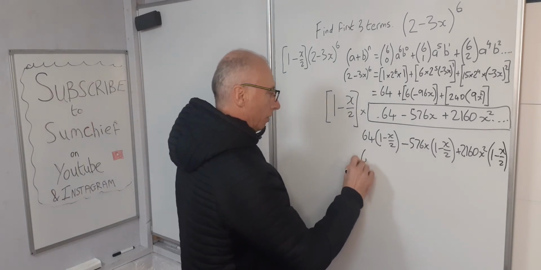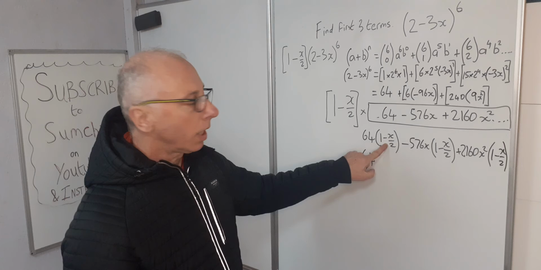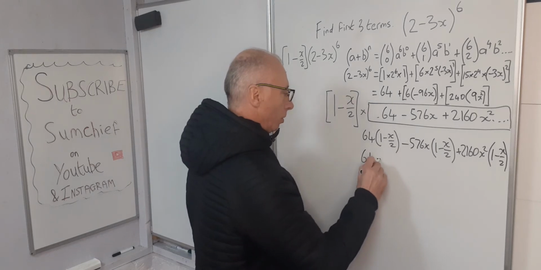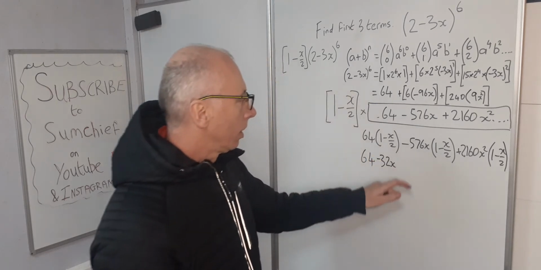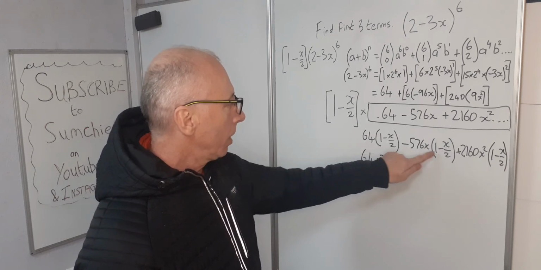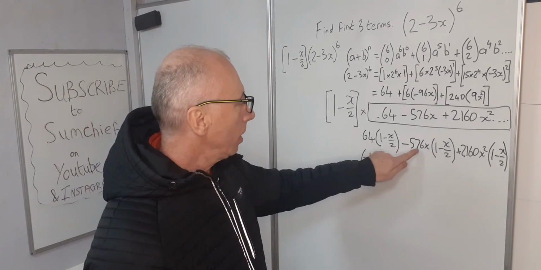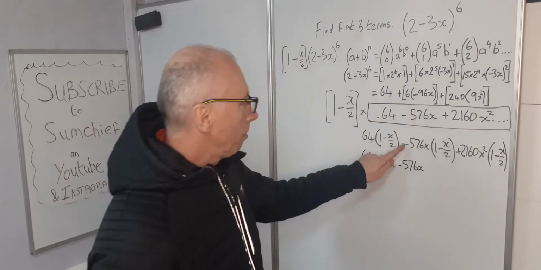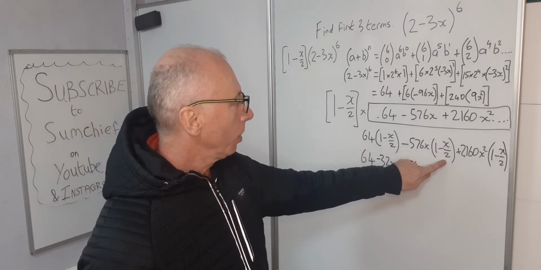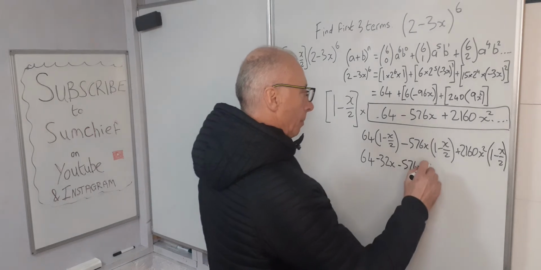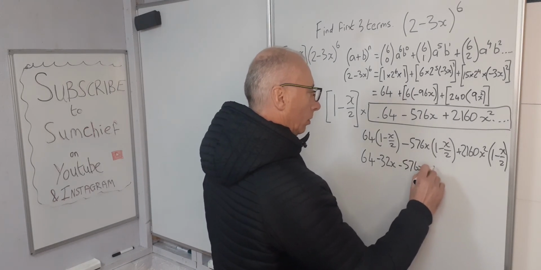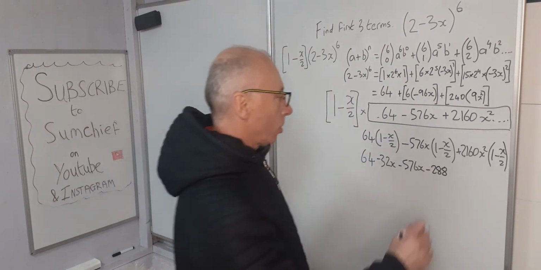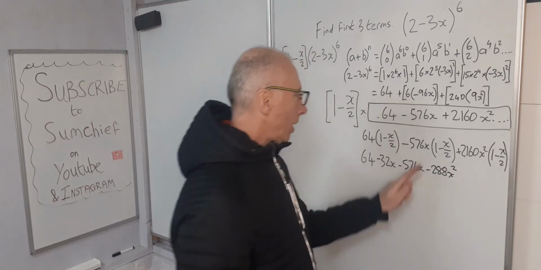64 times 1 gives us 64. 64 times minus x over 2, so 64 cross out with the 2 is 32, that's minus 32x. Now a bit more careful here, we've got a minus and a minus, so just be wary of that. Minus 576x times 1 is straightforward. And then minus times minus x over 2 is minus 288, but we've got x times x here, so that's x squared. So that's taken care of.